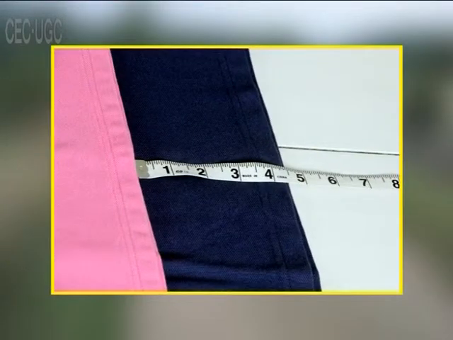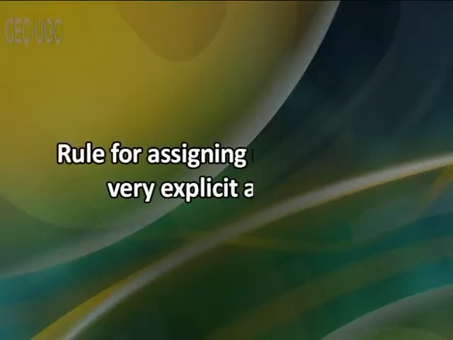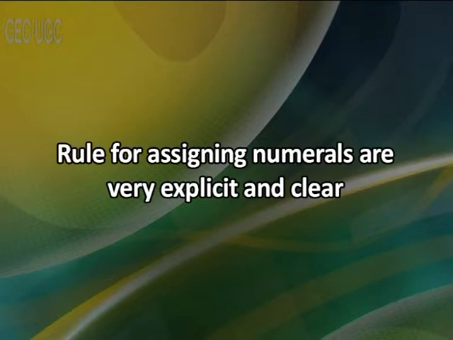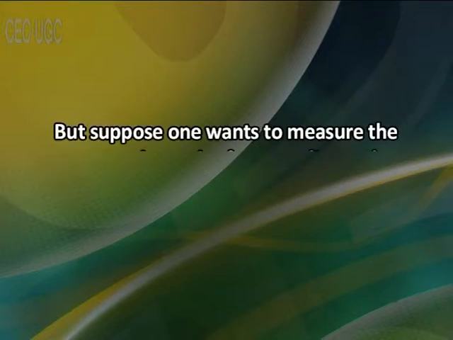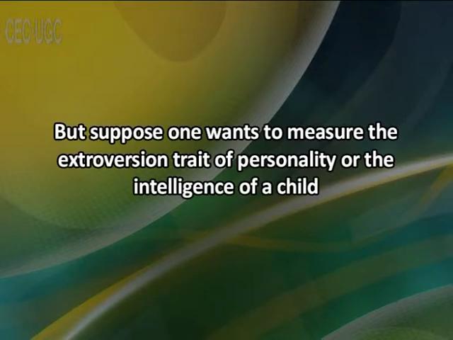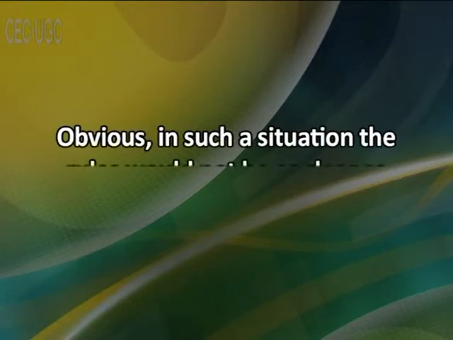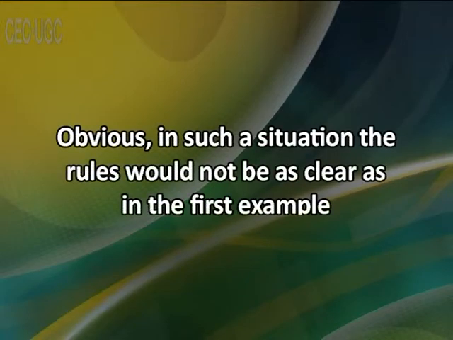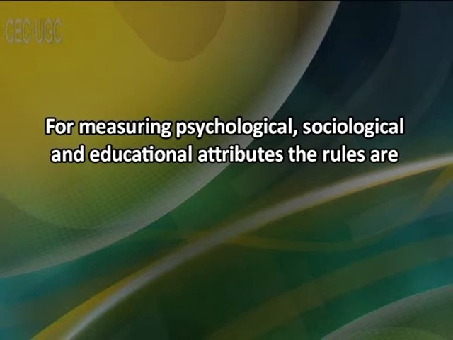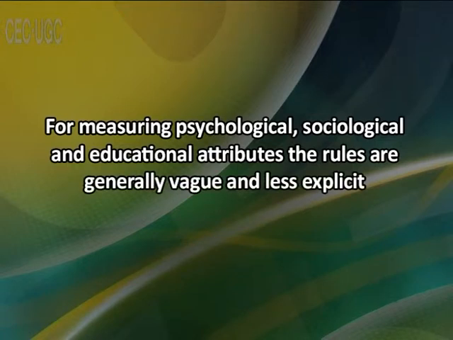One type is where the procedure is obvious and explicit. For example, when one is measuring the length of cloth in feet and inches, the rules for assigning numerals are very explicit and clear. But suppose one wants to measure the extroversion trait of personality or the intelligence of a child. Obviously, in such a situation, the rules would not be as clear as in the first example. For measuring psychological, sociological, and educational attributes, the rules are generally vague and less explicit.